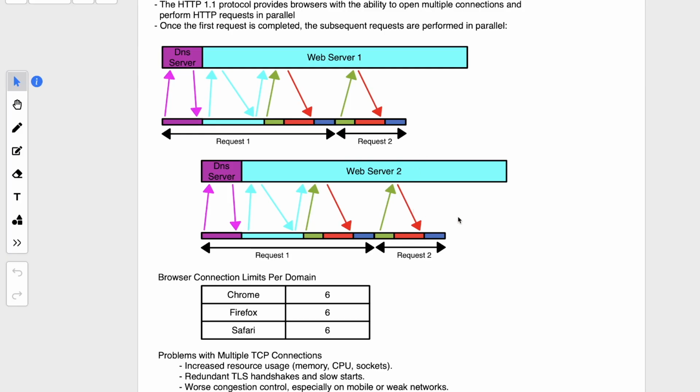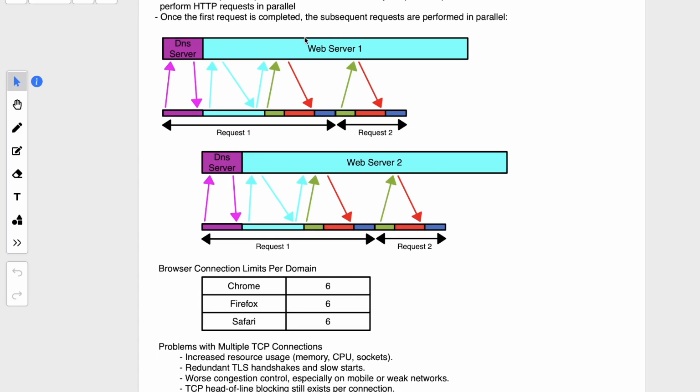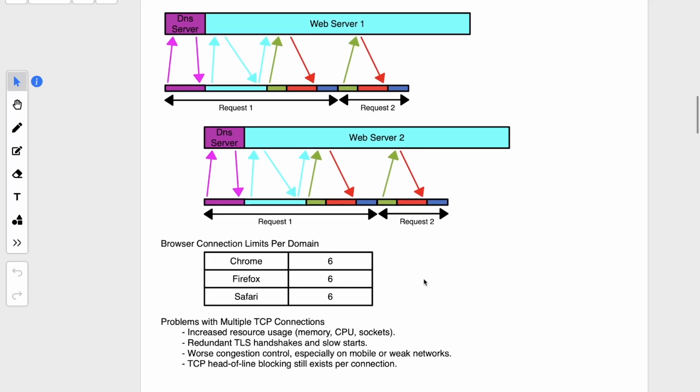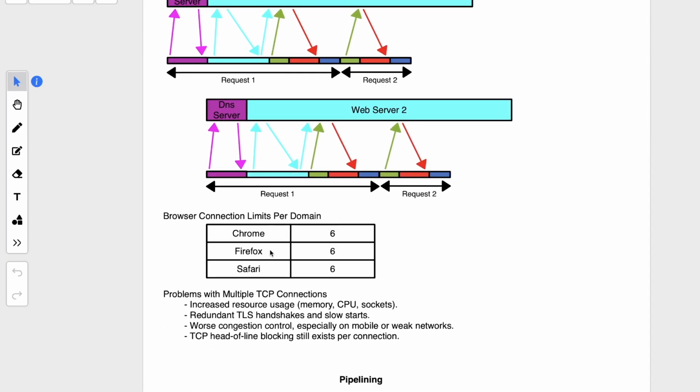So there is a limit though. Per domain, for example, for this web server, only 6 parallel requests can be made by the browser at a time, and for this web server as well, the browser can make 6 parallel requests at a time. This is a default limit set in most of the browsers. Chrome, Safari, and Firefox, which are the most used browsers, all maintain a limit of 6 connections per domain. Please note that this limit is per domain. So if you have multiple web servers, 6 parallel requests can go to this domain and 6 parallel requests can go to this domain.